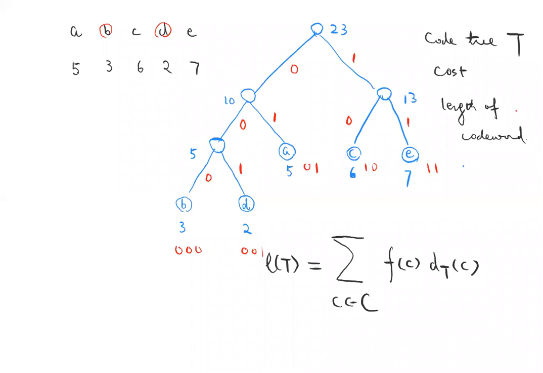So for example, for the code for B, the length is 3. It occurs 3 times. So B is 3 times 3. So that's the total length for B. For 5, it's 5 times 2. So it's the summation of all these things.